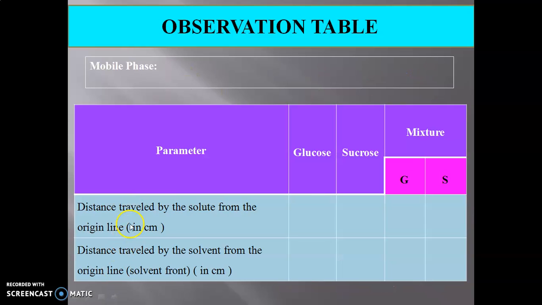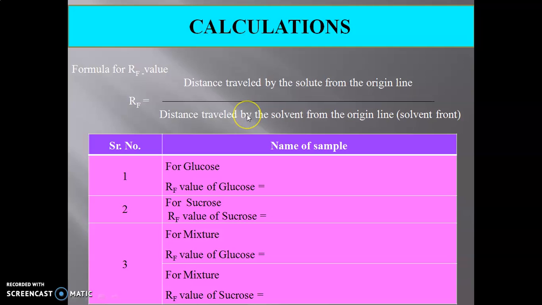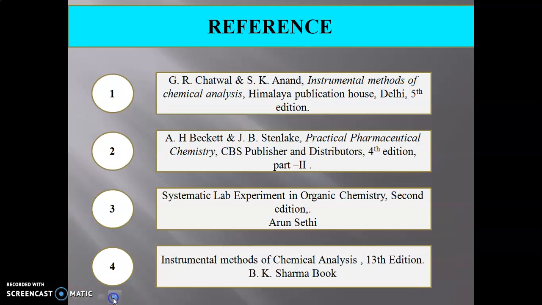So this is the observation table, with the mobile phase. Here is a mixture of glucose and sucrose. You have to calculate the RF value. This is the formula for the determination of the RF value, and this is the table. The RF value is determined by the formula: distance traveled by the solute from the origin line divided by distance traveled by the solvent from the origin line. So these are the references.